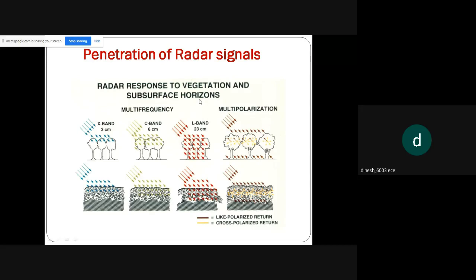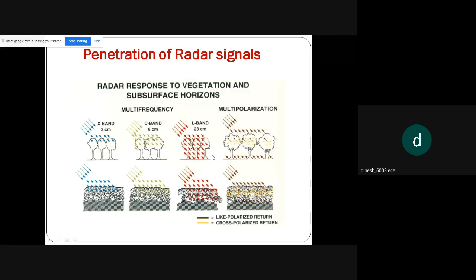You can see that here, when we use an X band, if trees are present, up to this much it will reflect back. In C band, it will reflect like this. And this is your texture.